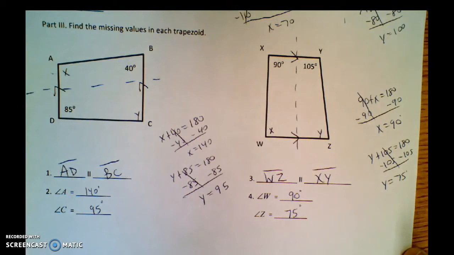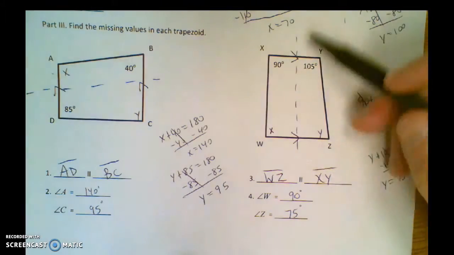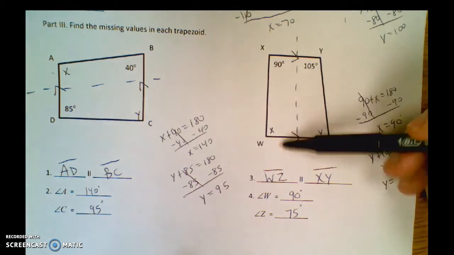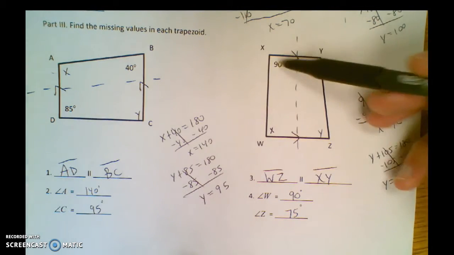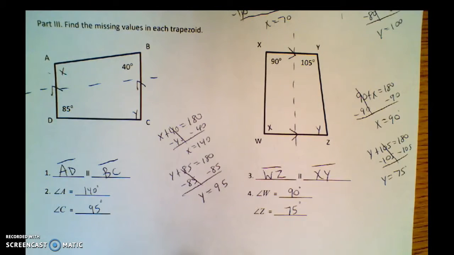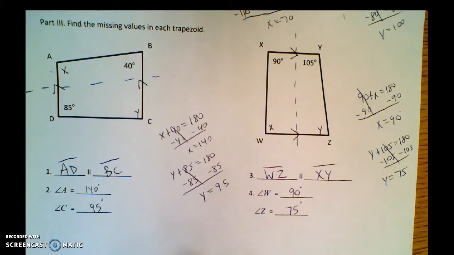So really the important property for trapezoids is that opposite sides are parallel, and then consecutive angles, or angles on the same side of the non-parallel sides, add up to equal 180 degrees. Try those practice problems now.